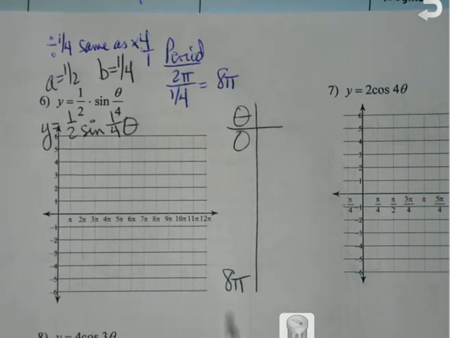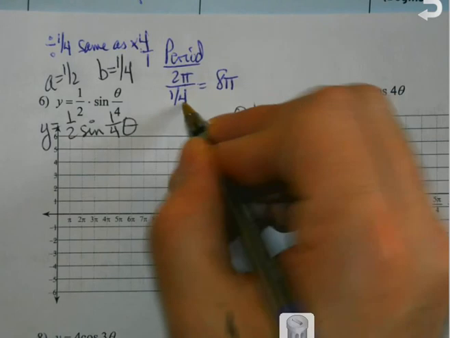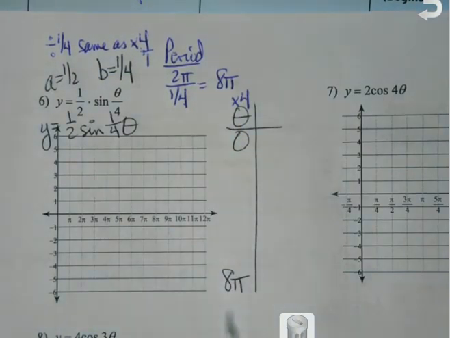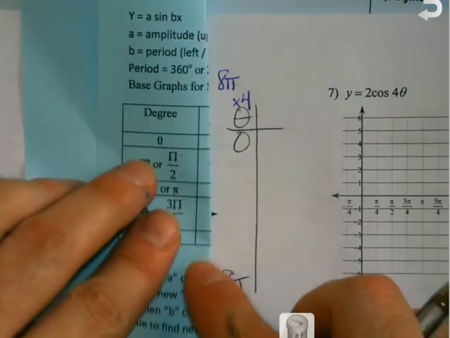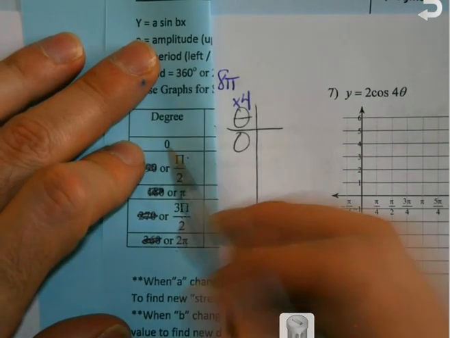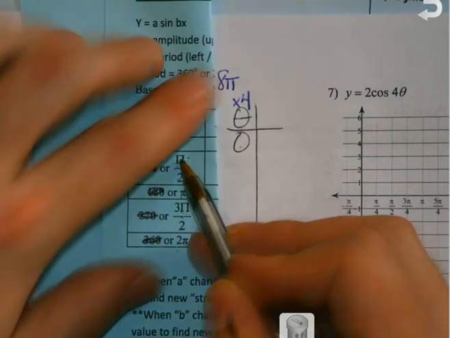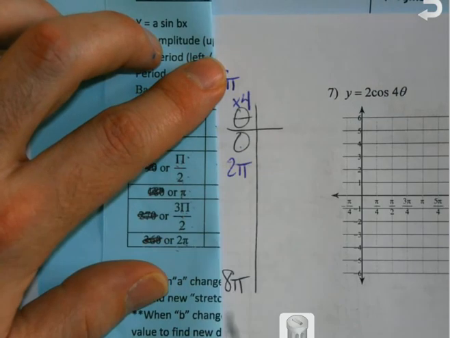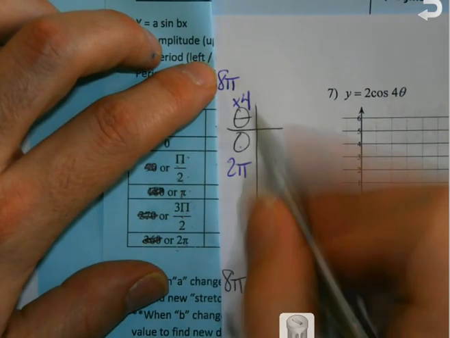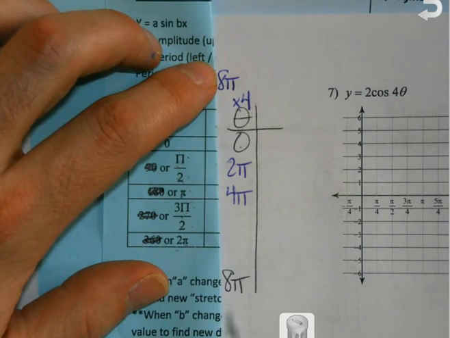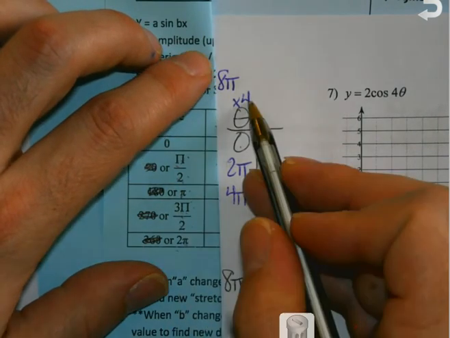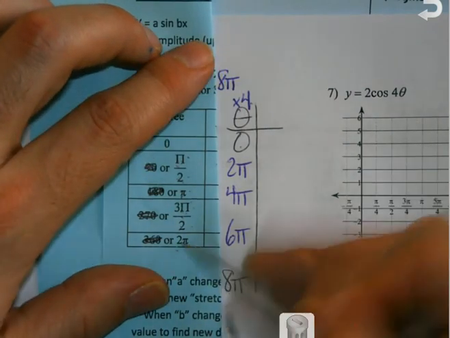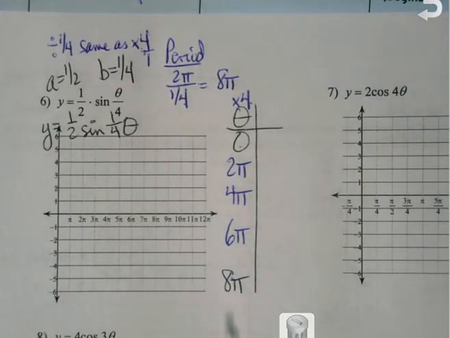Well, how do you do that? Remember, our period, we're just dividing each angle by 1/4. We're timesing by 4. So I look at my handy-dandy angle measures. 0 times 4 is 0. Pi times 4 is 4 pi divided by 2 is 2 pi. Pi times 4 is 4 pi. 3 times 4 is 12. Divided by 2 is 6, so 6 pi. And 2 pi times 4 is 8 pi. Hot dang, I did it right.